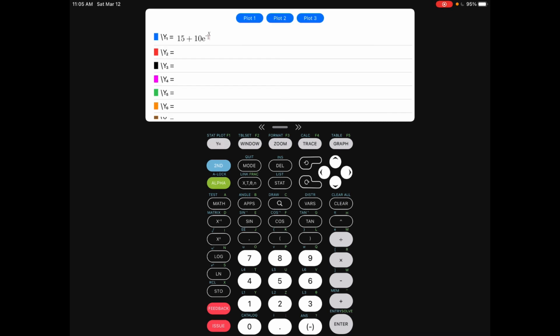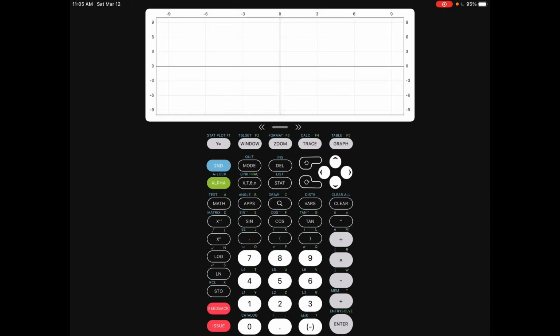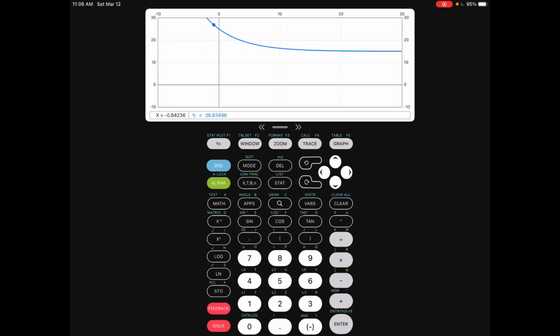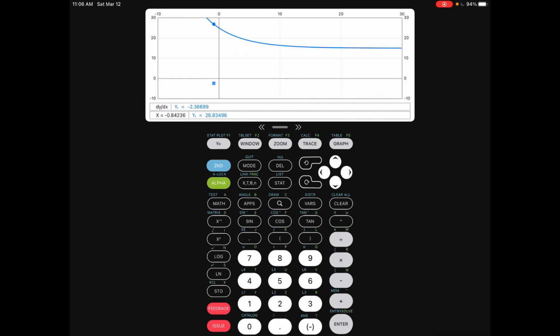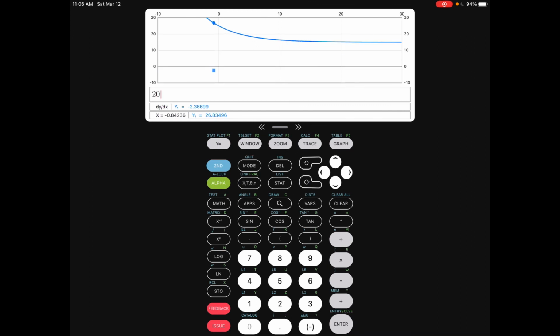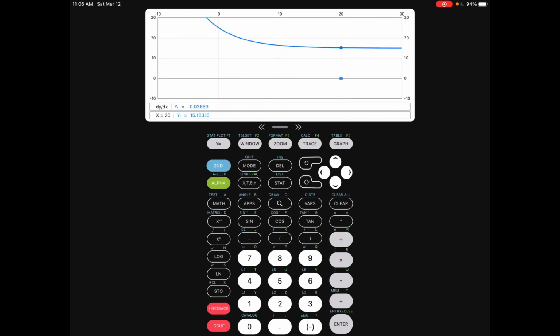Alternately, I could have gone to the graph of y1 and found its derivative there. But I might have had to mess around with window settings. So I'll go second, trace. I choose number 6, which is dy by dx. And I tell it that the x value I'm interested in is 20. Okay? And again, it tells me negative 0.0366.